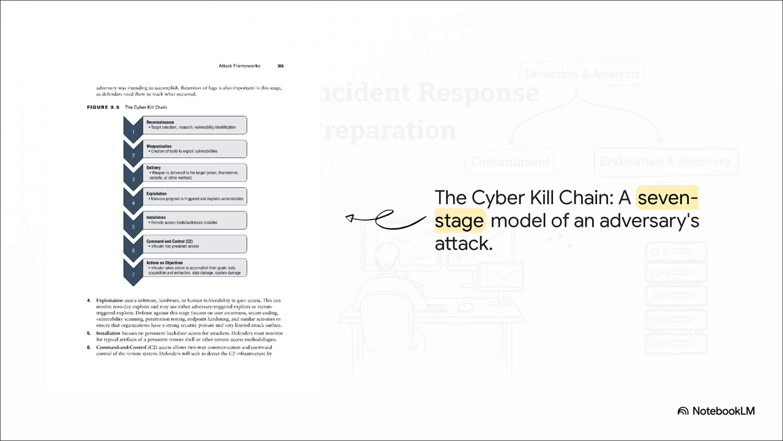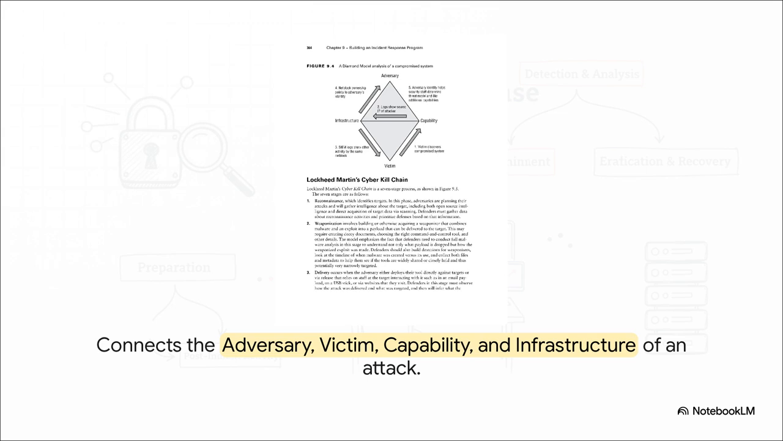Here's your exam tip. If you get a question that describes an attack like a sequence, step by step, your brain should immediately scream cyber kill chain. Next, we have the diamond model. Now, instead of a linear chain, this model focuses on the relationships between 4 key elements: the adversary, the victim, their capability, and the infrastructure they use.